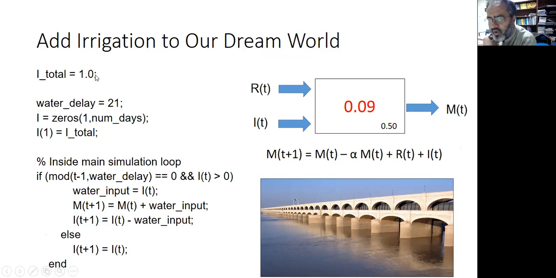Now this is the second part which is going to be very very interesting. Water delay, what does that mean? Now this irrigation is not going to be available all the time. आप हर 21वें दिन सिर्फ फसलों को पानी दे सकते हैं. ठीक है, we'll see कि इसका भी इससे क्या होगा. ठीक है, now I create the irrigation input. I, एक मैंने एक variable बना दिया है, ठीक है, a matrix. और उसके पहले index पे मैंने ये I total रख दिया. ठीक है, this is now the total irrigation available to me. और इसको मैं बाद में अपडेट करता रहूंगा.